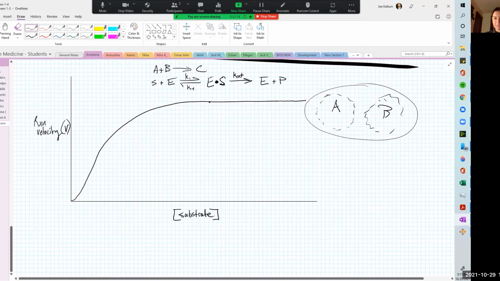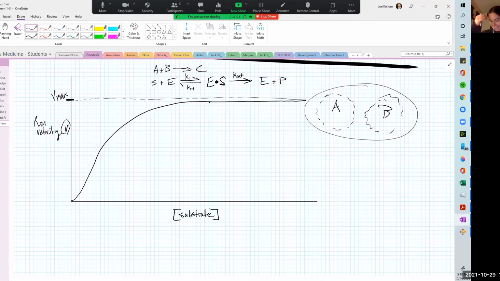Okay, so yeah, as substrate concentration nears infinity, the reaction velocity nears whatever this is, and so we call that Vmax. And so are you really familiar with all of this stuff right now? Should I go faster? I'm familiar with this graph, yes.